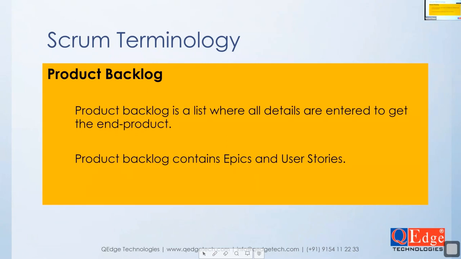Make this product backlog. A product backlog is a list where we document the total items to be implemented in the product. Totally what we have to implement in the product will be listed in the product backlog.